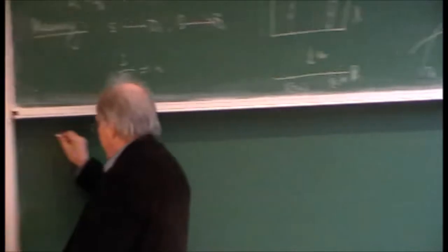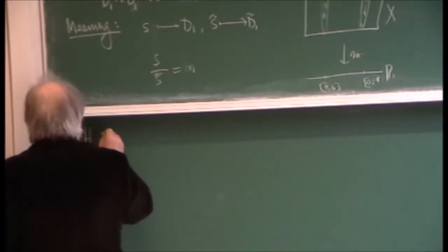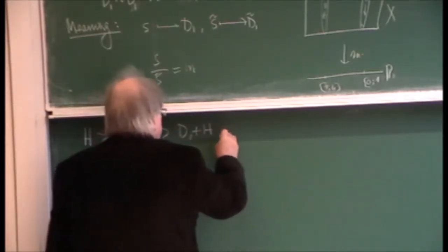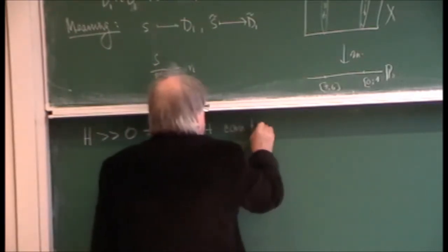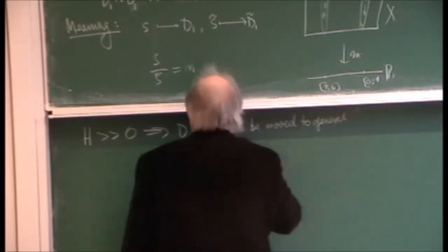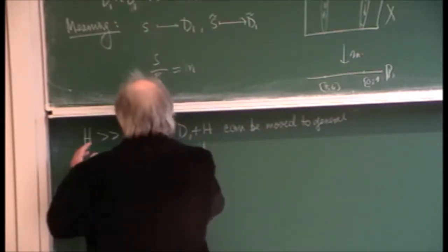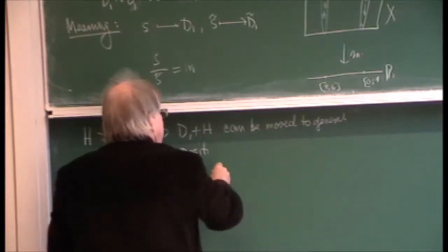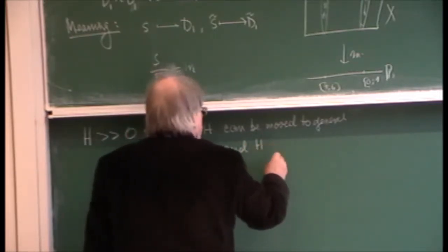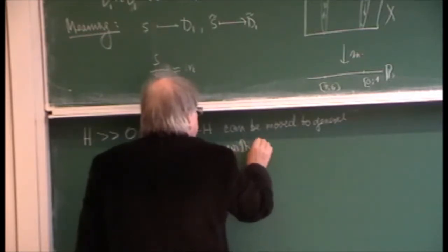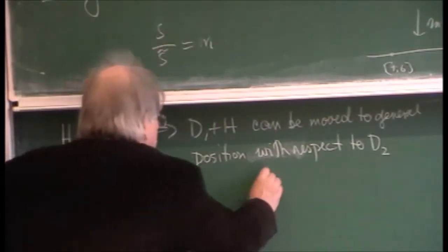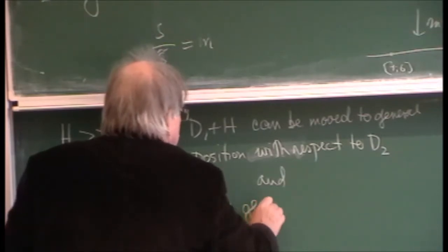So for H sufficiently positive, it follows that this divisor can be moved to general position. At the same time, you can do anything with this thing, a positive divisor. I'm moving it with an automorphism in the projective space. General position, H in general position with respect to D2, and also H in general position with respect to D2.